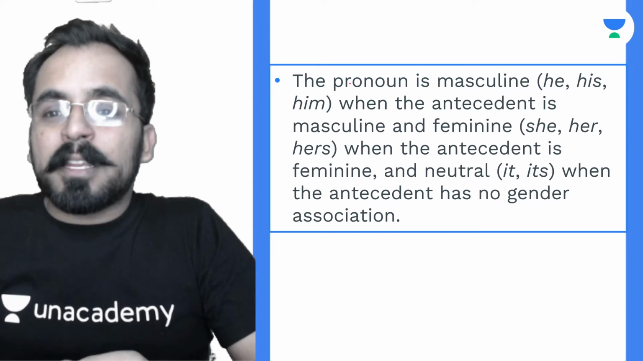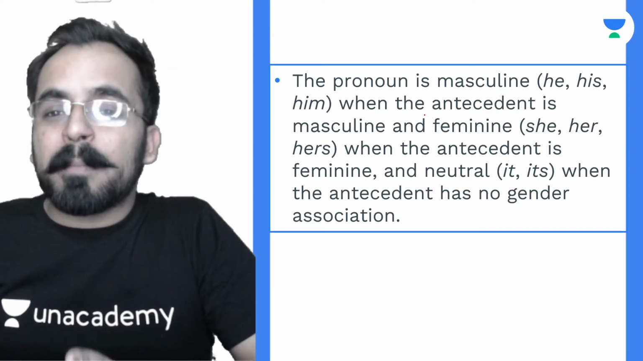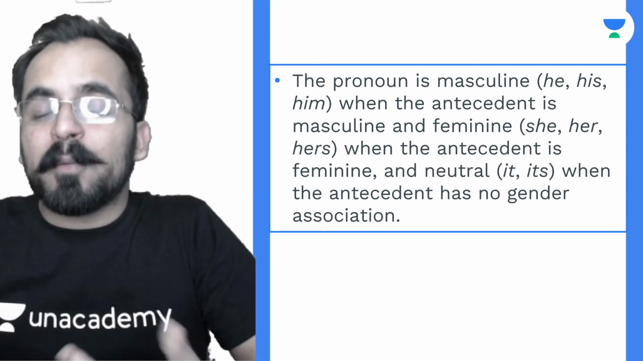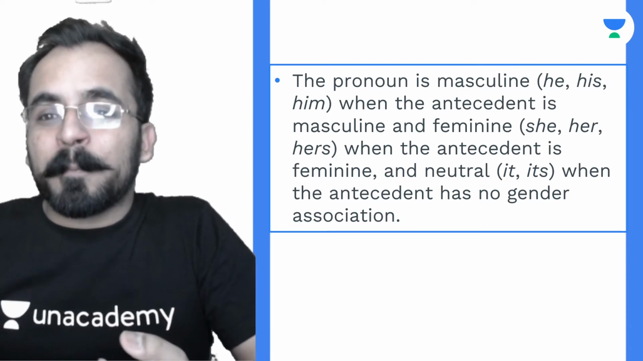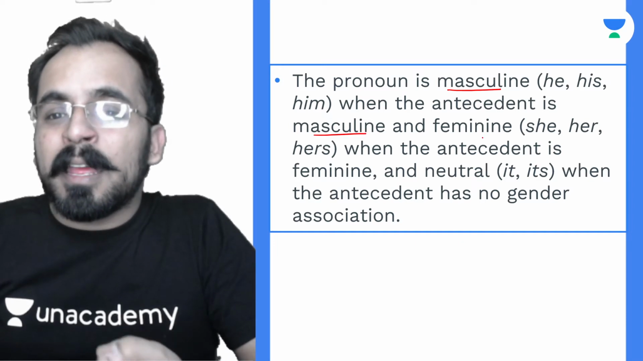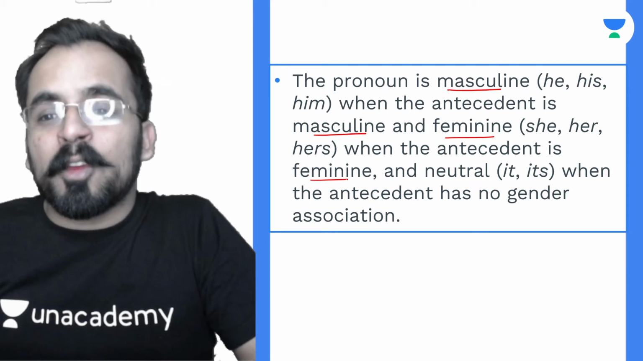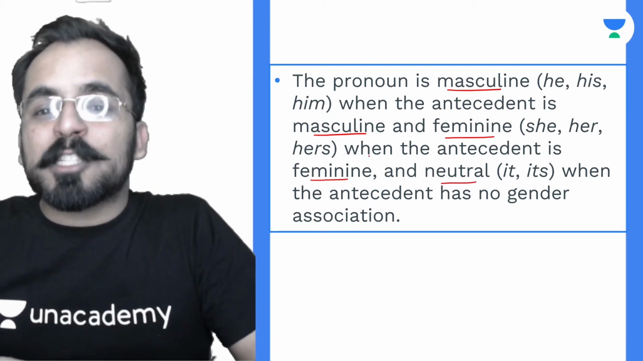So the pronoun is masculine when the antecedent is masculine. Remember I told you the pronoun and antecedent must not only agree with the number but also with gender. The pronoun is masculine when the antecedent is masculine, and the pronoun is feminine when the antecedent is feminine, or neutral when the antecedent has no gender or association.